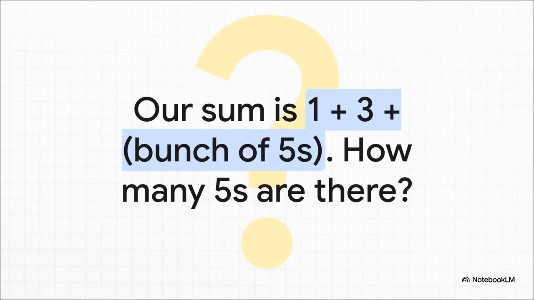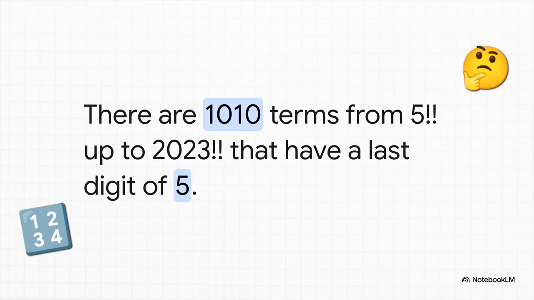So this is the final piece of our puzzle. We've got our first 2 units digits, 1 and 3, and after that, we have a whole long string of 5s. We just need to figure out exactly how many of those 5s we're adding up. So how many 5s are we dealing with? Well, we need to count all the odd numbers starting from 5 all the way up to 2023. And if you were to count them all up, which, trust me, we did, it turns out to be exactly 1,010 of them. That's a lot of 5s.